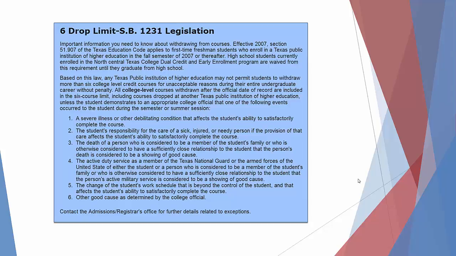First of all, this limit is only applicable to first-time freshman students who enrolled in a Texas public institution of higher education in the fall of 2007 or thereafter. Second, if you have a good cause to withdraw from a course, such as a severe illness, death of a family member, active duty service, or change in your work schedule, you may withdraw from a course without it counting against your 6 withdrawals.